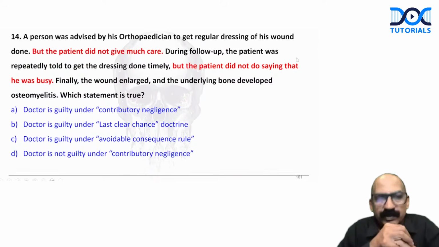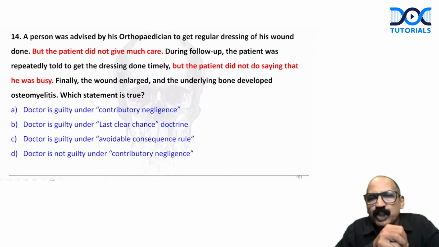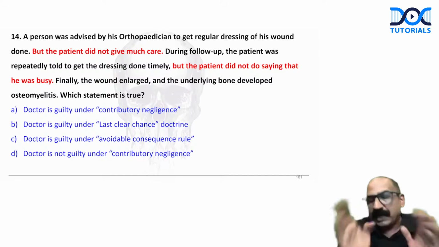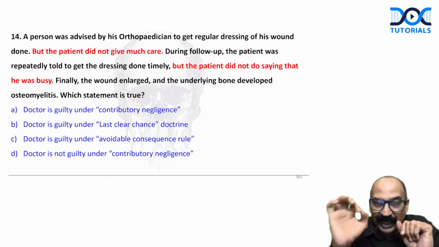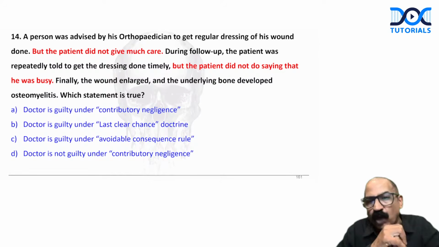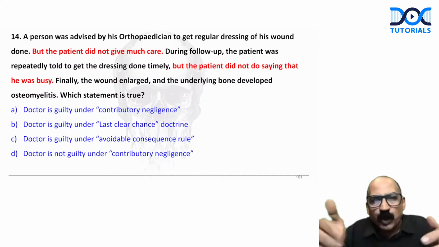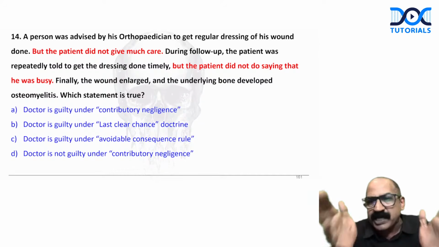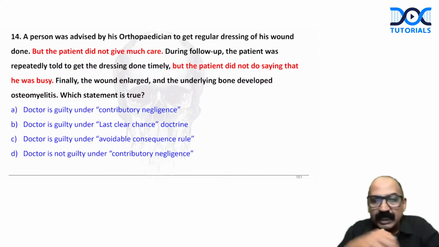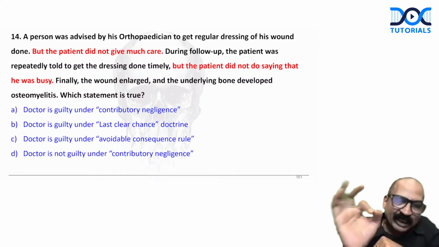Okay, so this question is different. The person was advised by his orthopedist to get regular dressing of his wound done, but the patient did not give much care. That means the patient was negligent. During follow-up, the patient was repeatedly told to get the dressing done timely, but the patient did not do it, saying that he was busy. That means absolutely the doctor is not negligent.